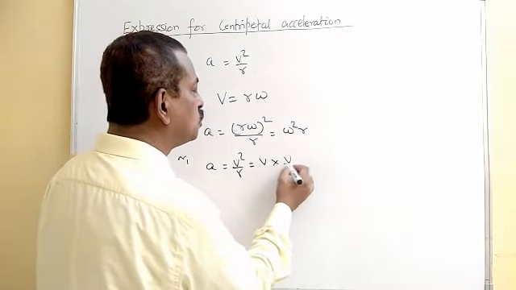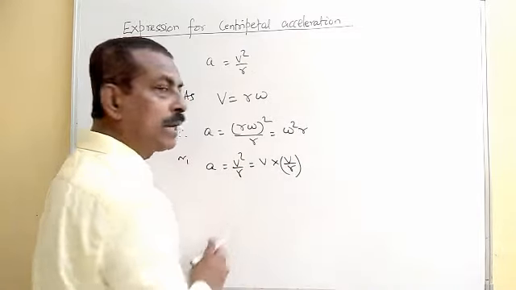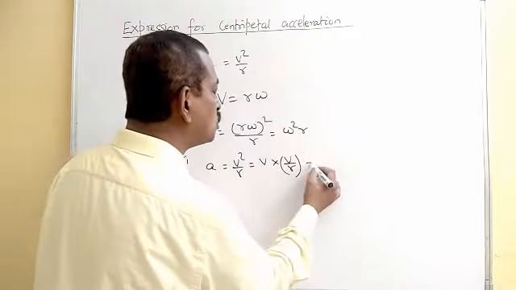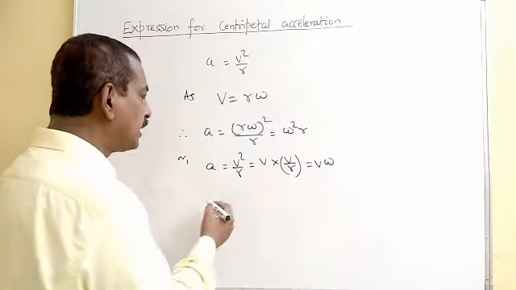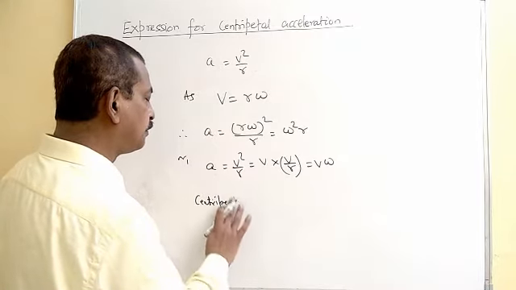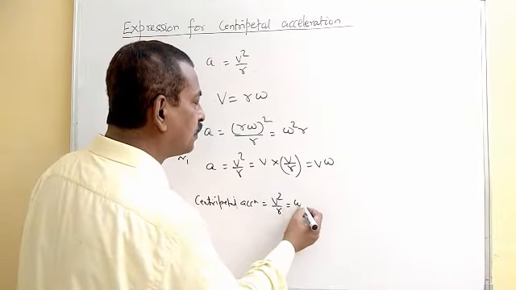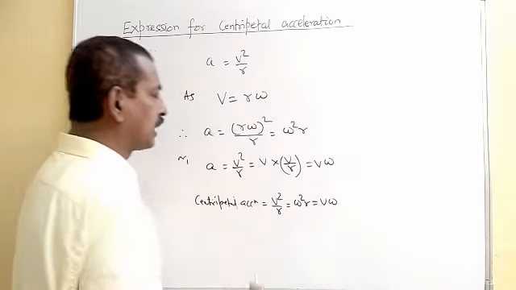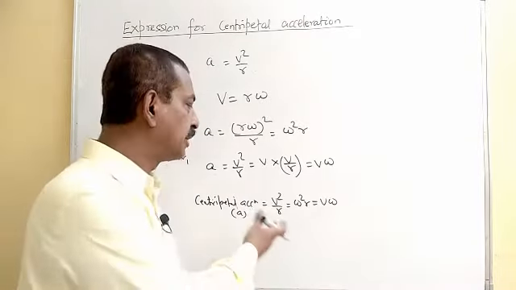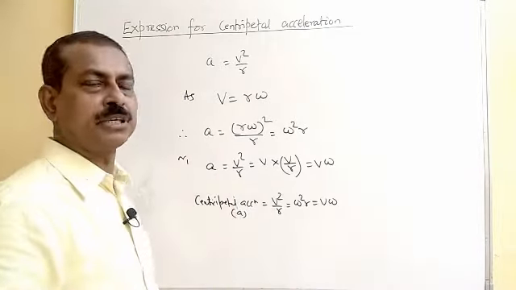Or A is V square by R, which can be written as V into V by R. Now this V by R is nothing but your angular speed, omega. So this is your V into omega. So the centripetal acceleration has the expression V square by R, omega square R, or V into omega. Any one we can use, depending upon the problem or numerical which is given. So this is the expression for centripetal acceleration in different forms.